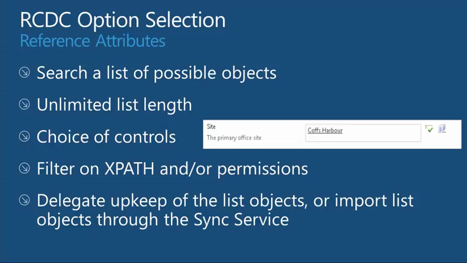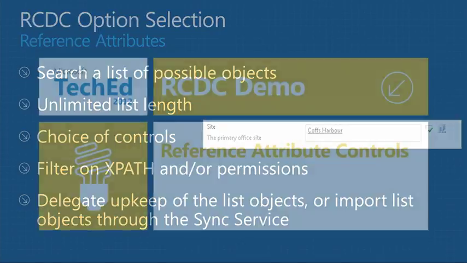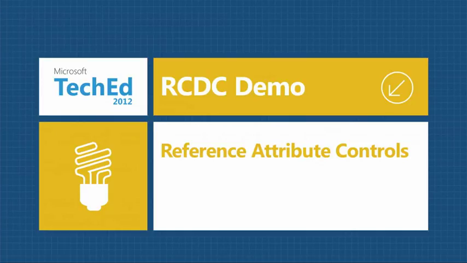Either I can give someone the right in the portal to go in and keep that list up to date, or better, I can do it through the sync service. So in the case of cost codes, get access to that purchasing system, to that table where those cost codes live, import them in as cost code objects, and that list will magically keep itself up to date, and we like that. So let's have a look at these controls.